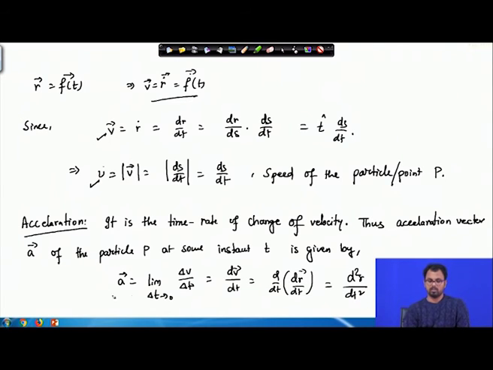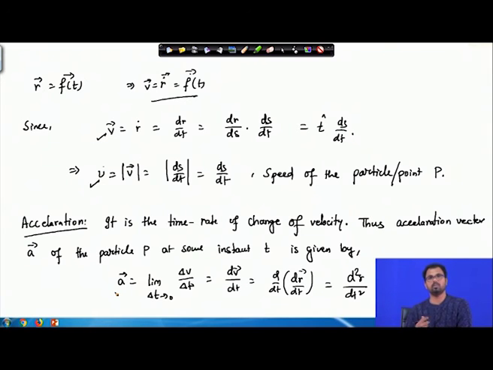So, r double dot is actually our acceleration, and it's also a vector quantity because r is a vector quantity. All right. So, we have delta v, A is equal to r double dot. And this actually defines our acceleration.